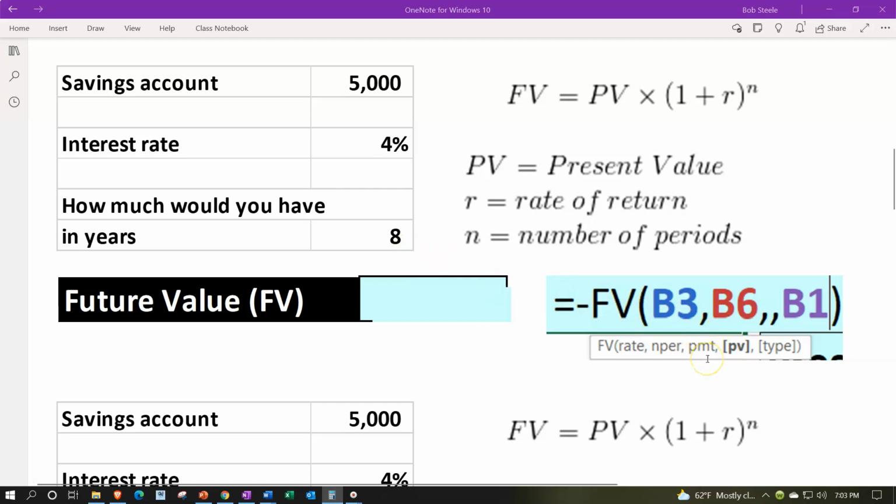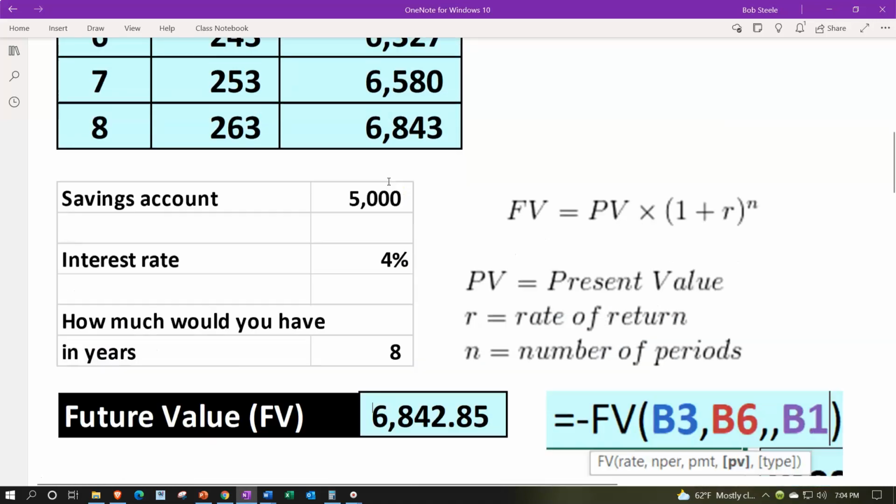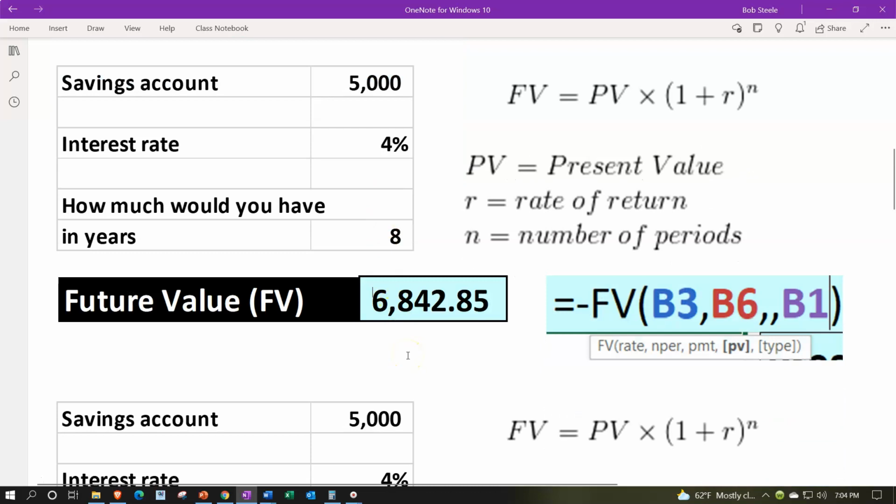Then we have the payment as the next item, but this is not an annuity calculation, but future value of 1 calculation. Therefore, we're going to skip through the payment item by putting 2 commas and then get to the final argument, which is going to be the present value, which is the 5,000, which we could type in there, but we're going to put B1, which is referring to the cell in the table once again. That then will give us the 6842.85, which is similar to what we got up top, except we added the pennies on down below here.